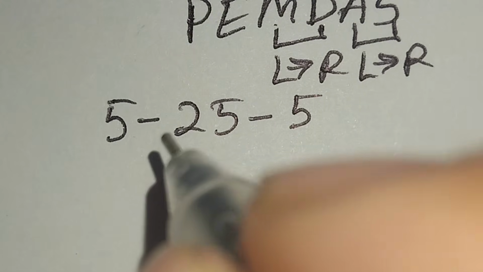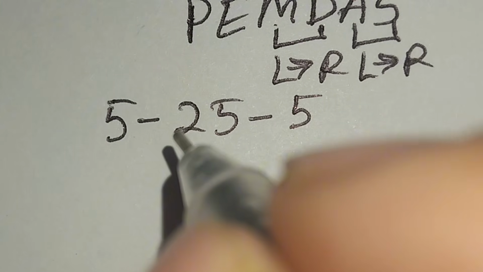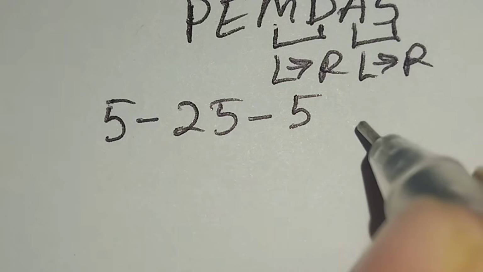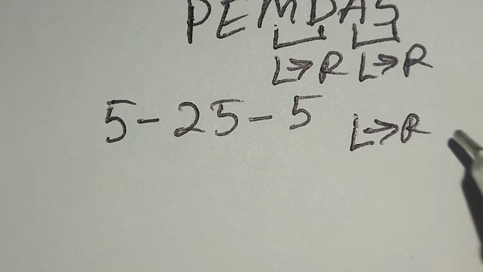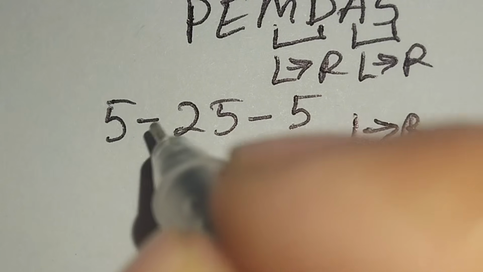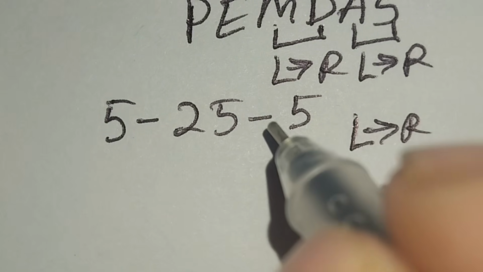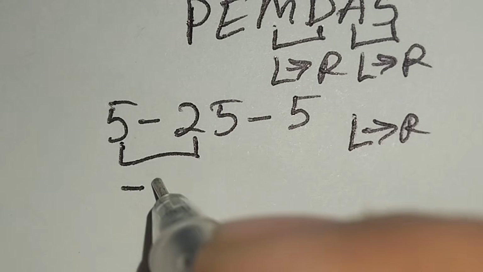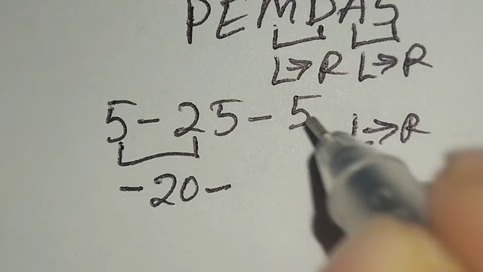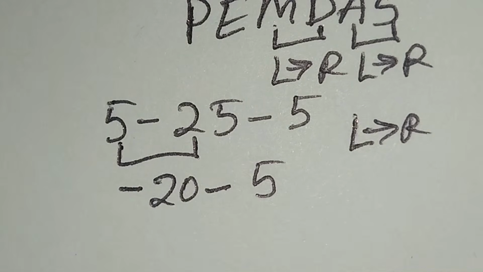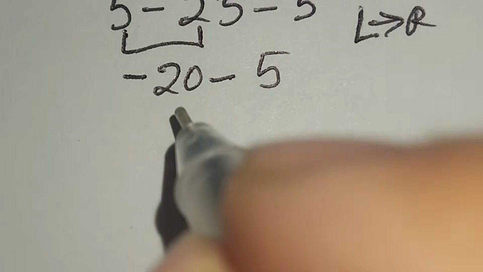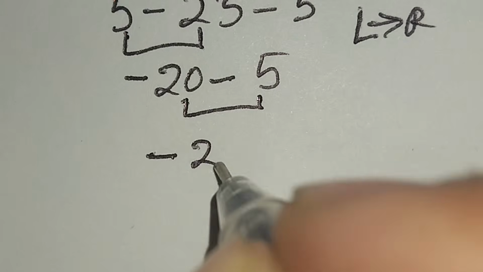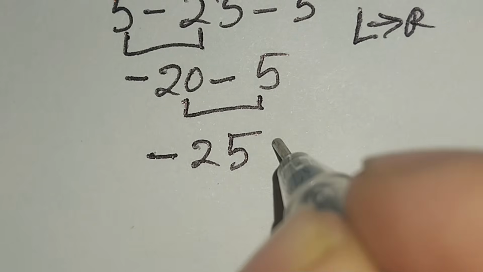Now I have to work with this subtraction. When we have more than one subtraction, then we have to work left to right. Therefore at first we have to work with this subtraction, then this subtraction. Here 5 minus 25 gives us minus 20 minus this 5. Here minus 20 minus 5 gives us minus 25. And this is the correct answer.